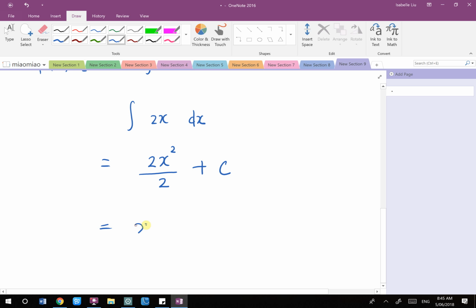So now my original function f(x) will be x squared plus c. So you must write the c value here. It's called an indefinite integral because I'm not sure what it is, so I will put the c value there.